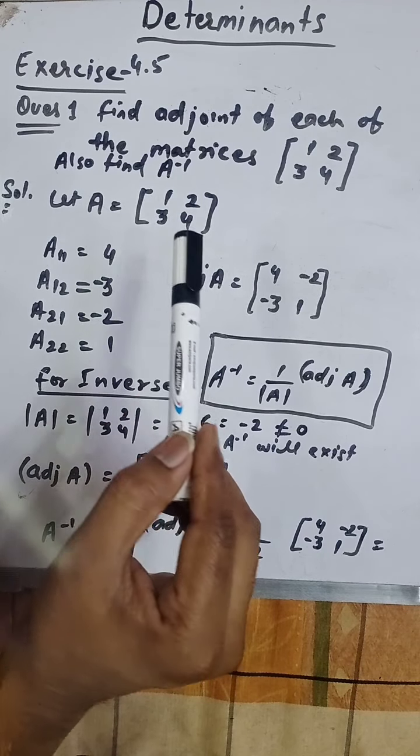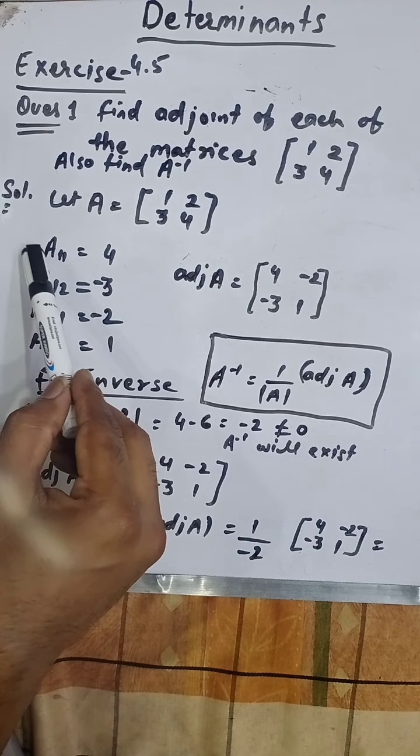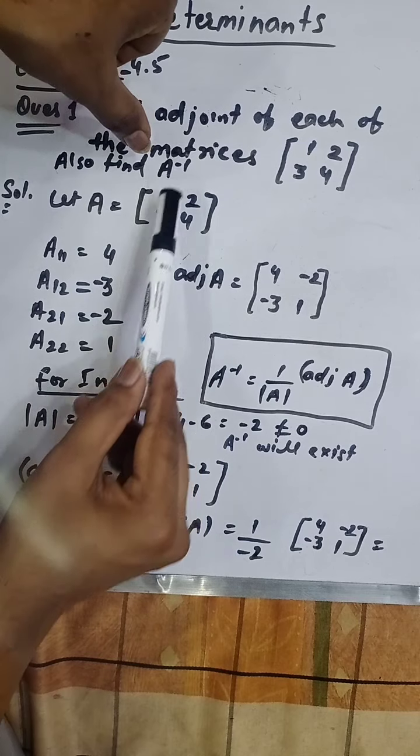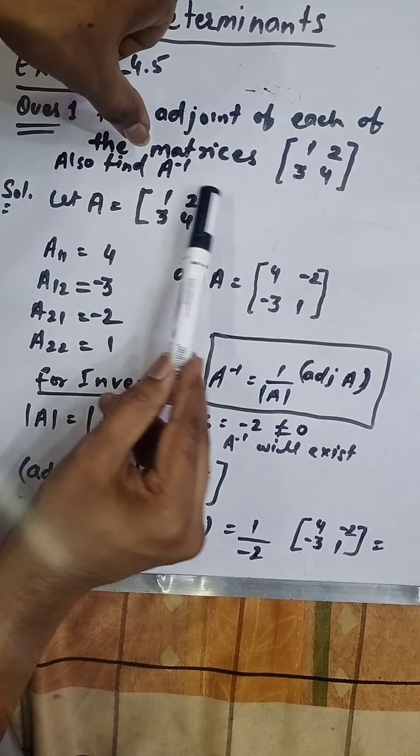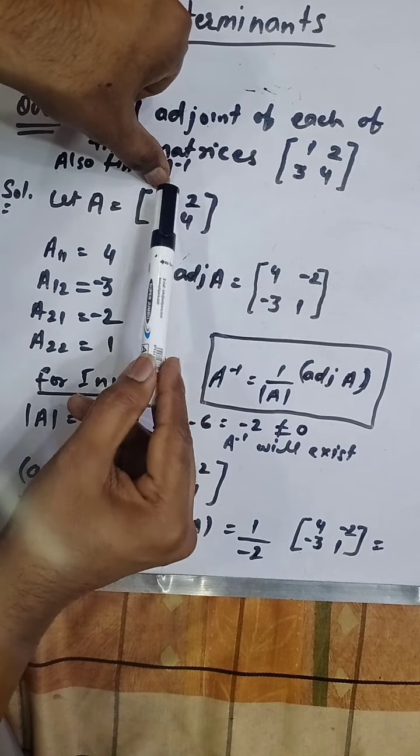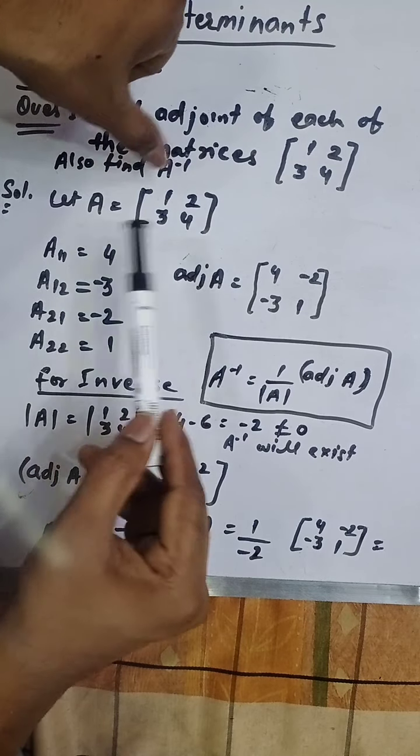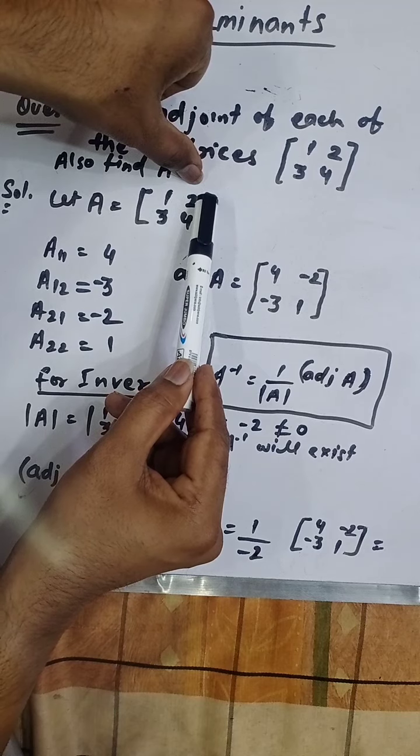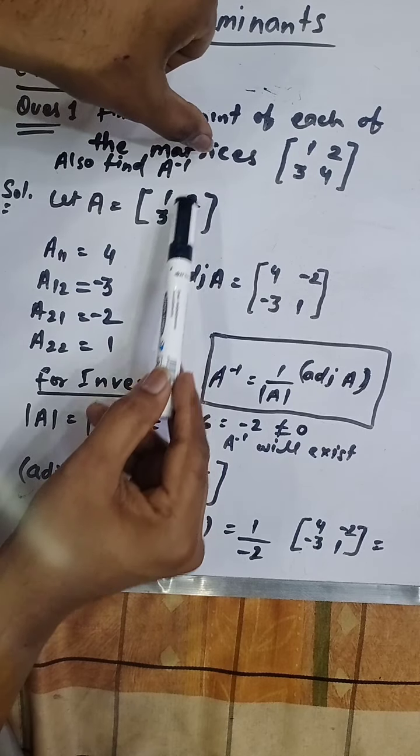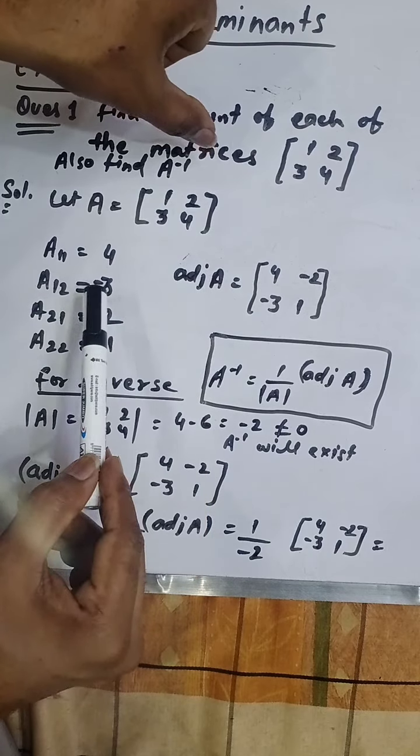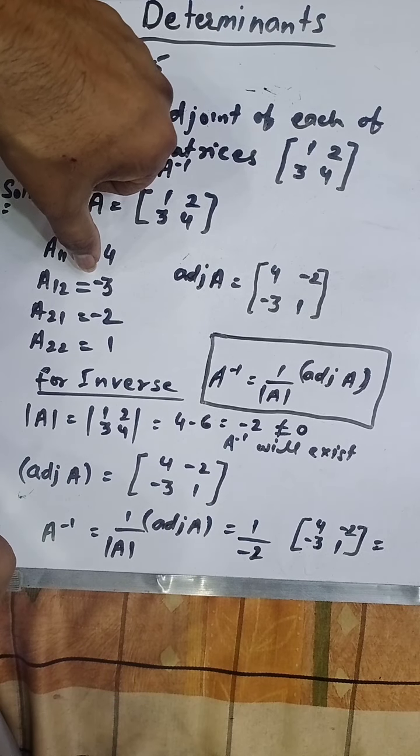Okay, the method is the same. So if you have to find A11, A11 means you have to hide the first row and first column because 1 is coming here. Fine, so 4 will come, 4 is there. So A12 means this 2 is at this position and you have to hide this row 2 4 and this column 2 1. So you'll get 3. But here the sign is negative.